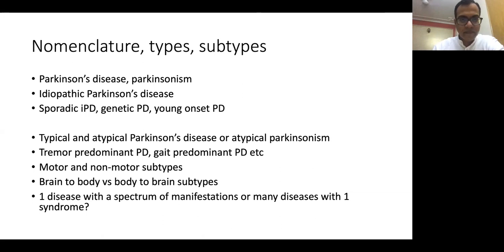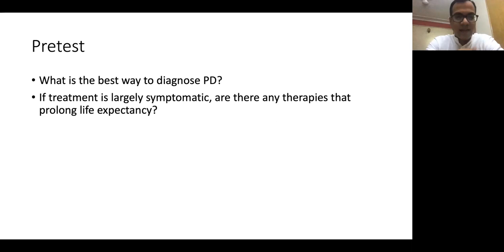Let me just ask a few questions, and you don't have to really answer here, or just answer amongst yourself. What is the best way to diagnose Parkinson's disease? And the second question is, if the treatment of Parkinson's disease is largely symptomatic, is there any therapy that can prolong life expectancy? We know that the disease doesn't change, it's a neurodegenerative disease. Is there any way we can prolong life expectancy in a patient who comes with Parkinson's disease? And if I say yes, can you think of one reason how?